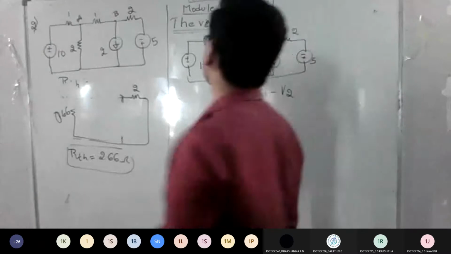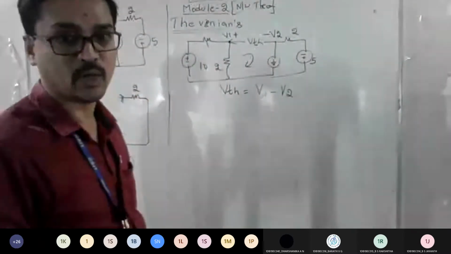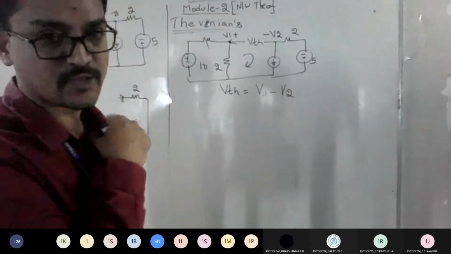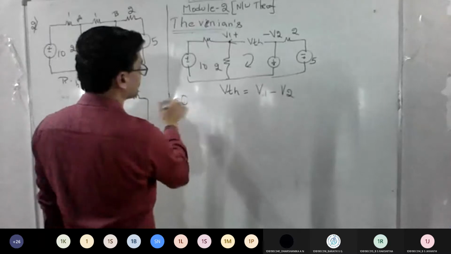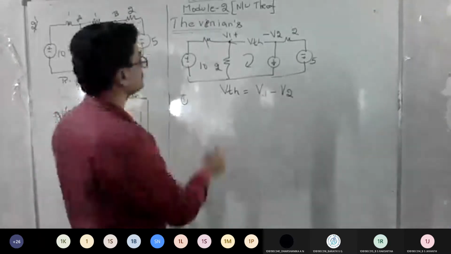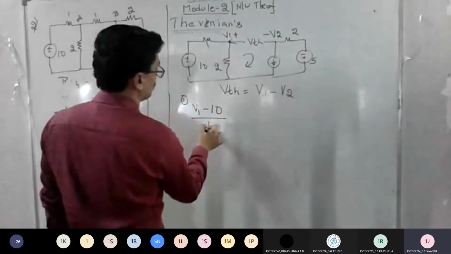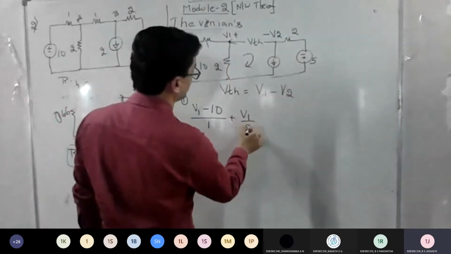So let's apply the nodal concept and try out. You try out with the KVL concept, and we'll verify with the answer, because in the earlier problem we got 0. So what is the logic now? At node 1, the equation will be: (V1 minus 10) divided by 1, plus V1 divided by 2.